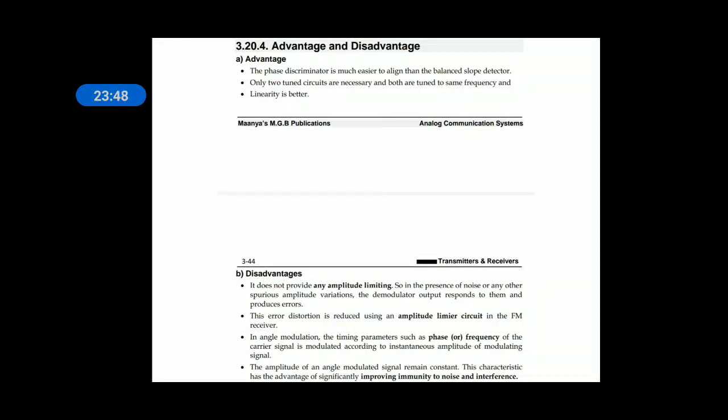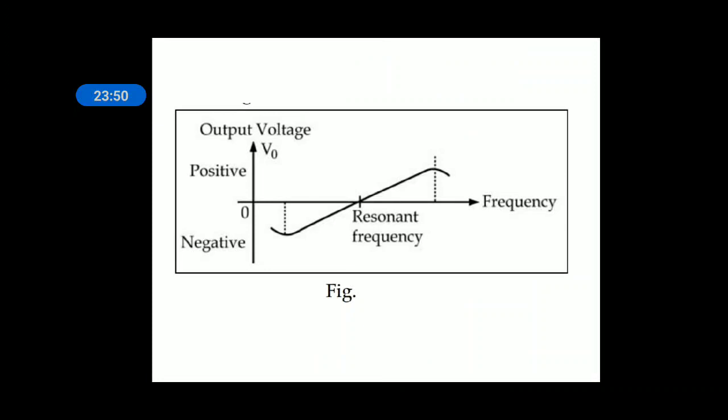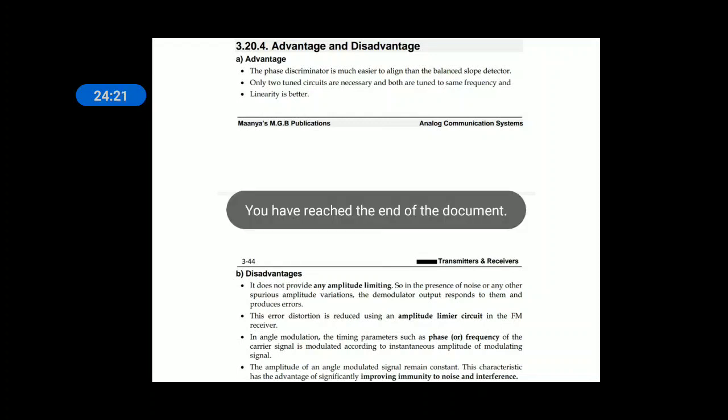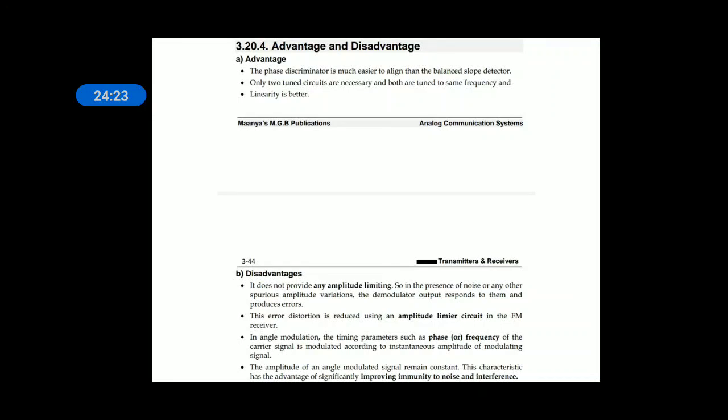And linearity is also better. When you look at the output characteristics, the linearity is better. When frequency changes, the output also changes in the same manner. Disadvantages: it does not provide any amplitude limiting. There is no amplitude limitation circuit here. The error distortion is reduced using an amplitude limiter. In angle modulation, parameters such as the phase and frequency of the carrier signal are modulated according to the instantaneous amplitude. These are some disadvantages of the Foster-Seeler discriminator. So these are the topics we covered in the third chapter.